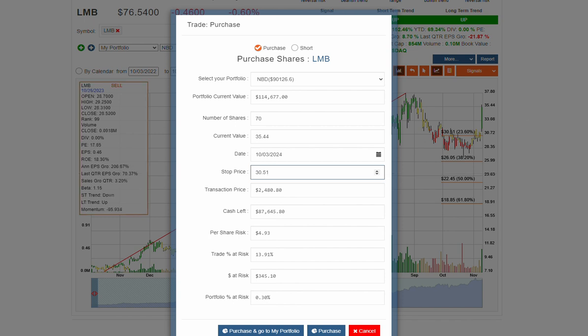Okay. Now, notice there's no target. For the most part, we're not using targets, although in the trading plans, we talk about selling, how to exit positions. And part of that is selling into strength, but not selling all of it into strength. And there's various ways to do that as well.